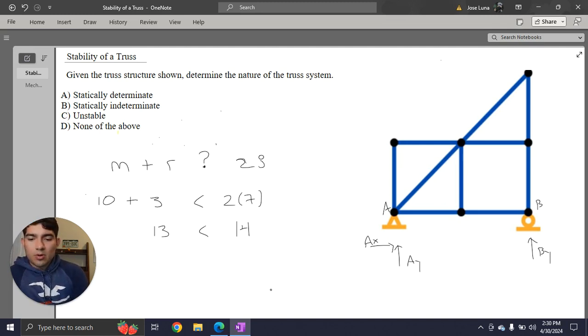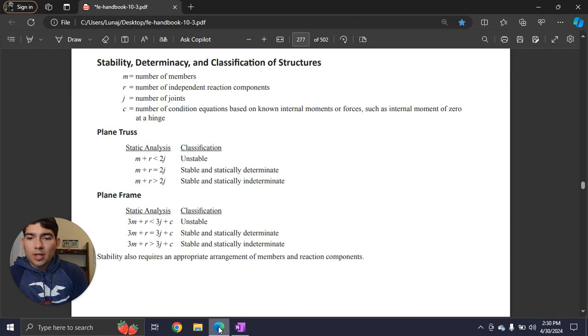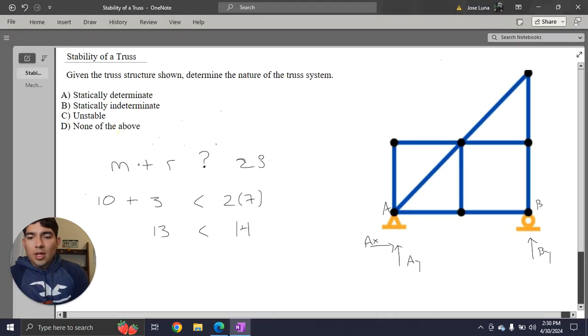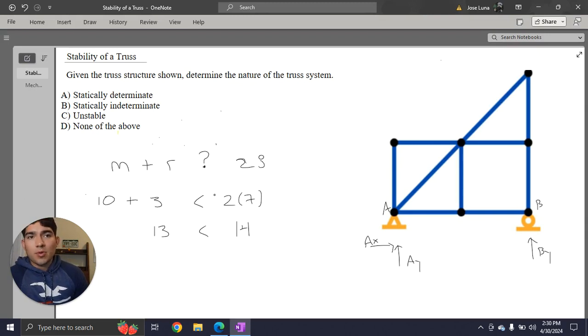So let's go back to our FE reference manual and see what that tells us about the structure. In this case, if m plus r is less than 2 times j, the classification is unstable for the truss. So now that we filled out our formula, that tells us our truss is unstable, and the answer is going to be C.